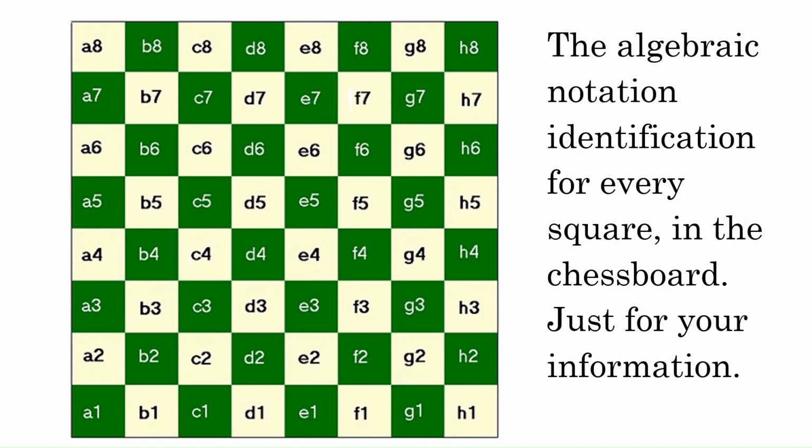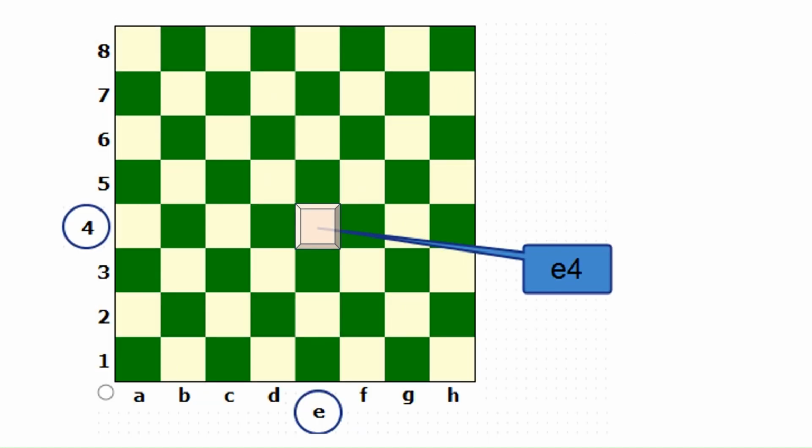Now, here you see the algebraic notation of the chessboard, which consists of all the squares. This is just for your information. You need not memorize it. You can see the algebraic notation starts as A1 from the left side corner in the bottom, and it runs till H8 to the top right corner. The algebraic notation of this particular square is E4.